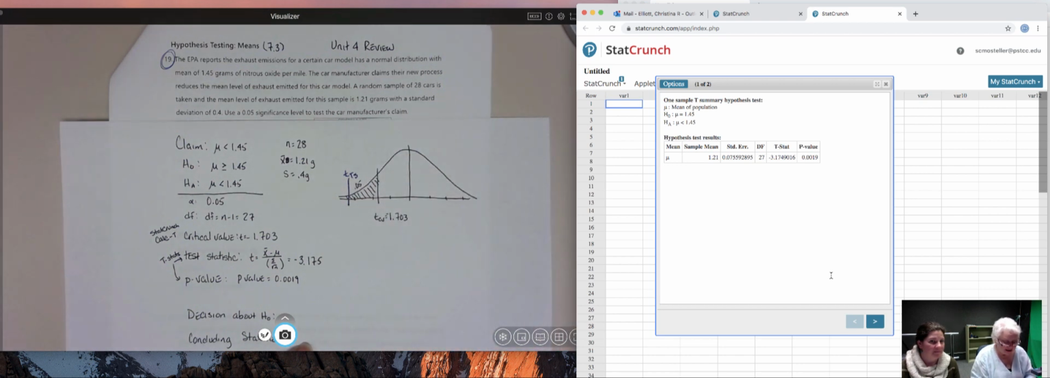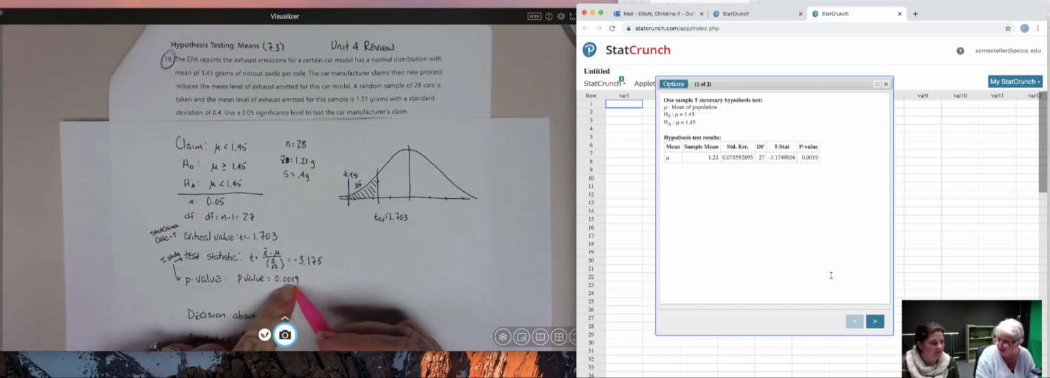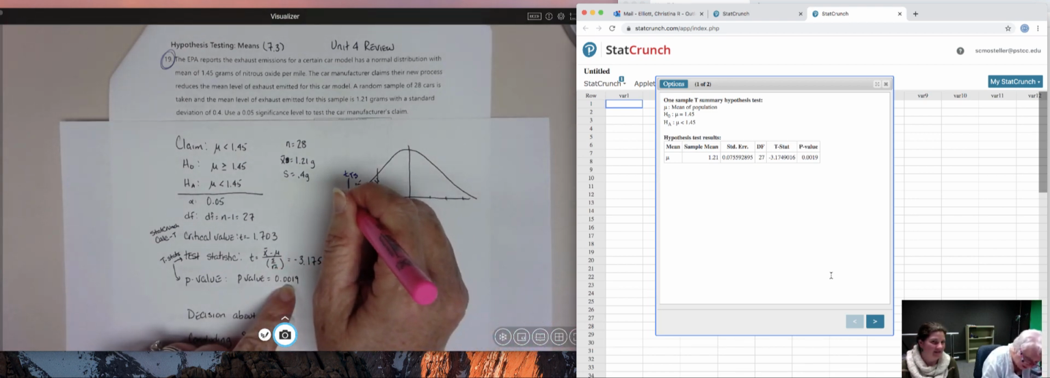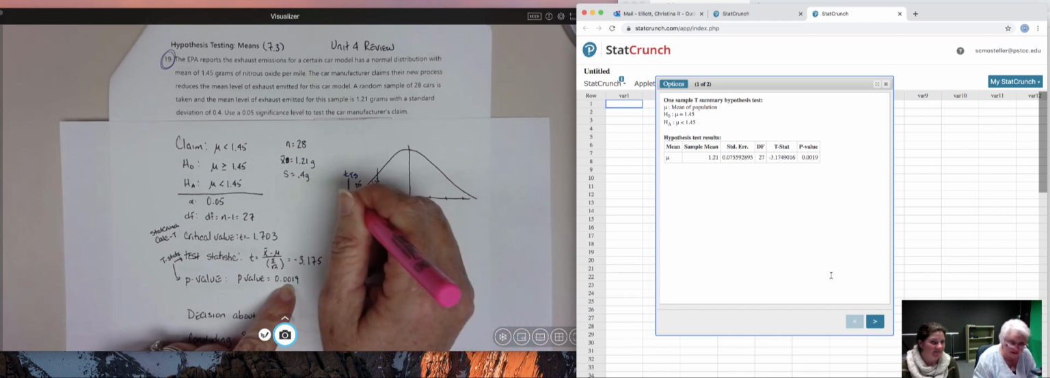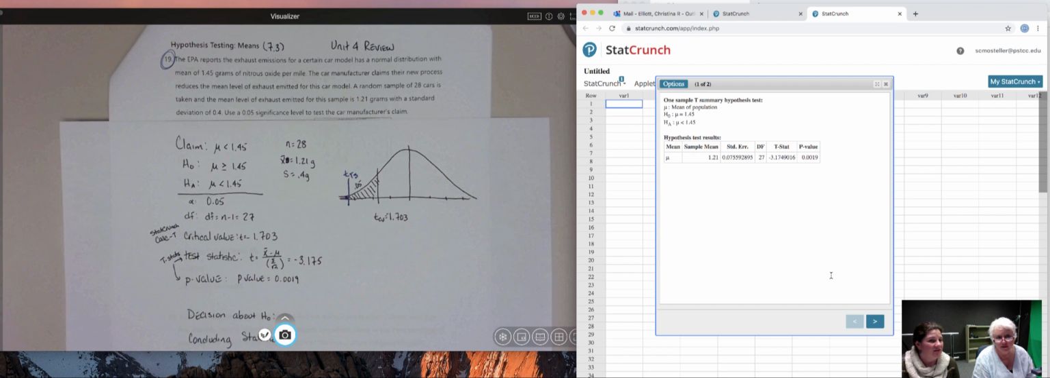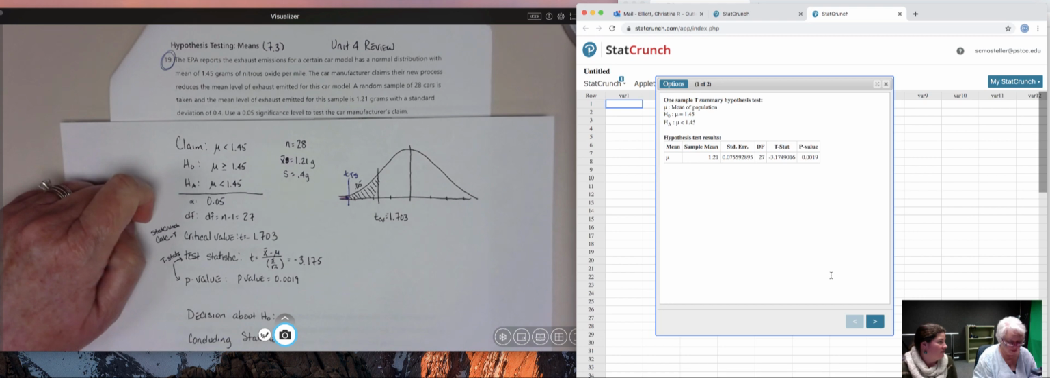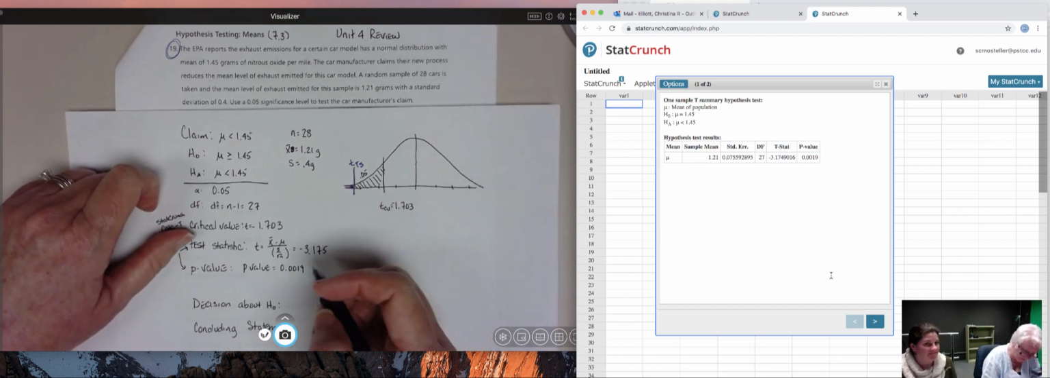And this explains why that p-value is so little. It does. My p-value is 0.0019. That's this little area to the left of the test statistic, in that tail down there. So it looks like our sample data is significantly less than 1.45. And since our null hypothesis was that the mean would be greater than or equal to 1.45, our decision is going to be to reject the null hypothesis. Definitely.